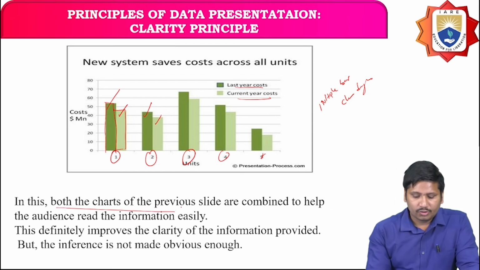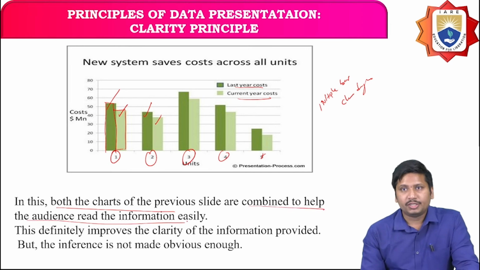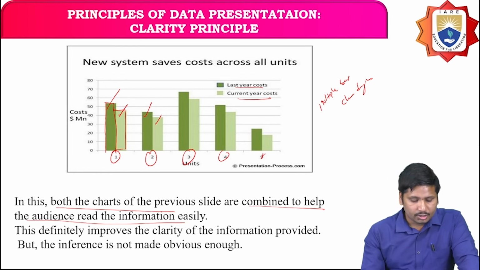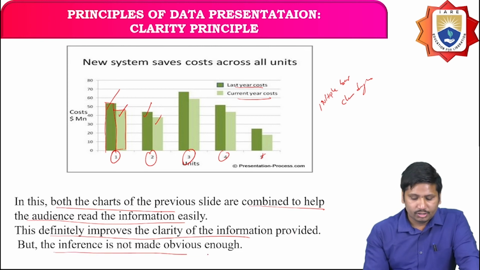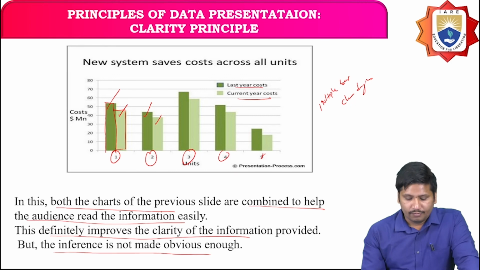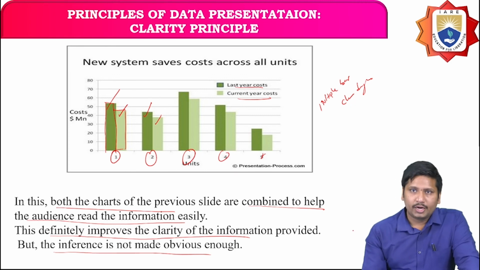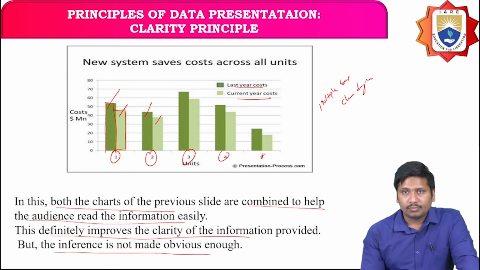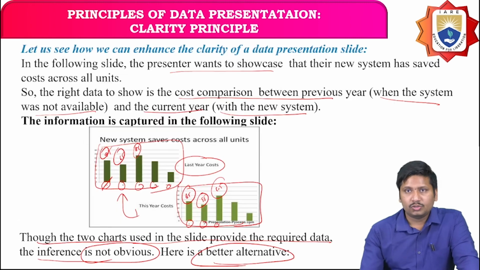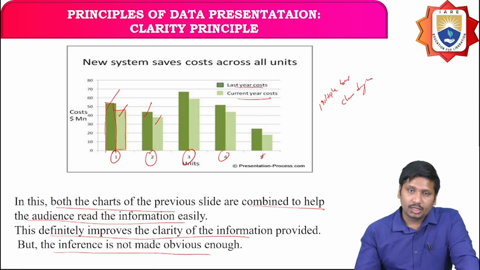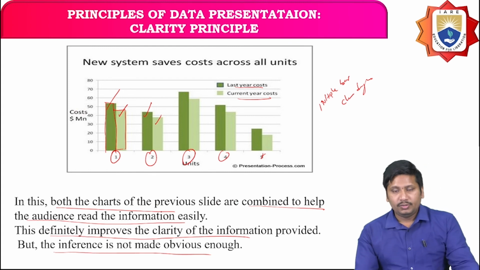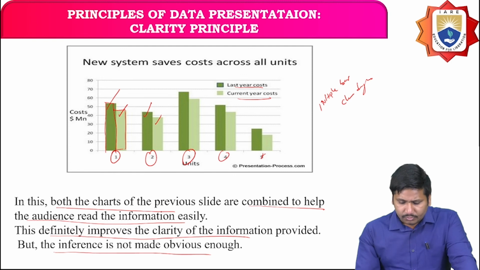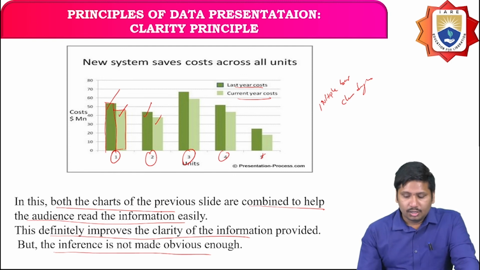So in this, both charts of the previous slide are combined to help the audience read the information very easily. This will definitely improve the clarity of the information provided, but the inference is still not made obvious enough. So here also, what is the better alternative to represent this? Previously I was showing two graphs so that they could be compared. Is there any other better alternative available for the next graph?